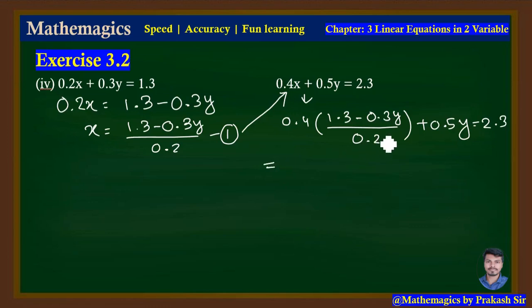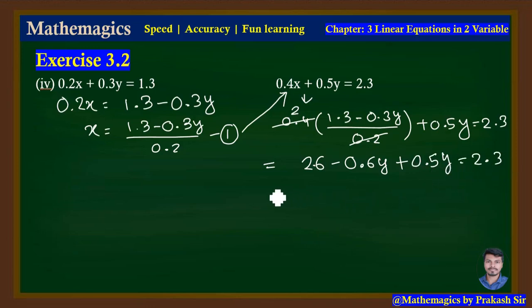So dear friends, 0.2 will cut with the 0.4 and this becomes only 2, because 2 twos are 4, that's why. Now 2 we are going to multiply with the inner part. So 13 twos are 26, as the decimal is there, that's why this becomes 2.6, minus 2 threes are 6, this becomes 0.6y. Finally, plus 0.5y is equal to 2.3.